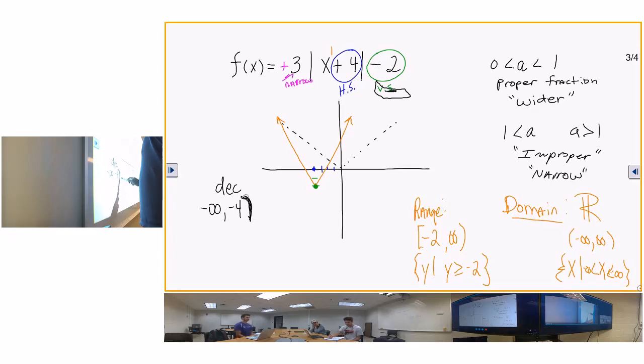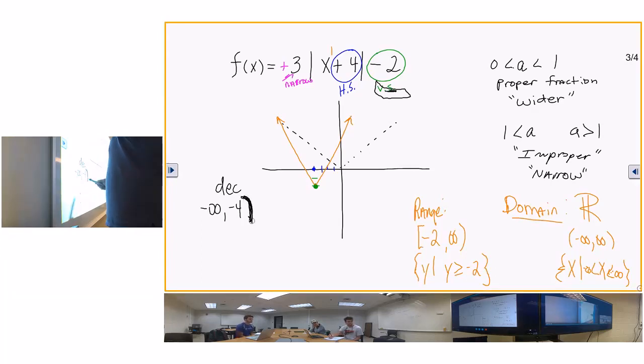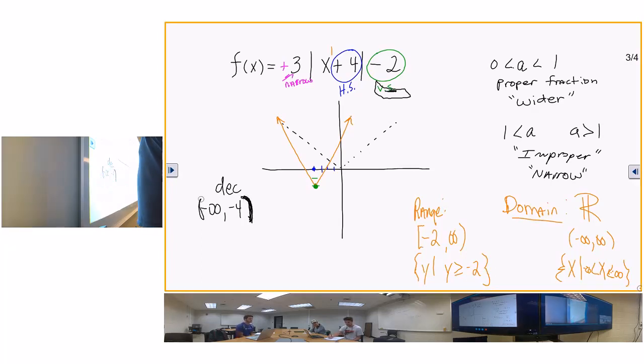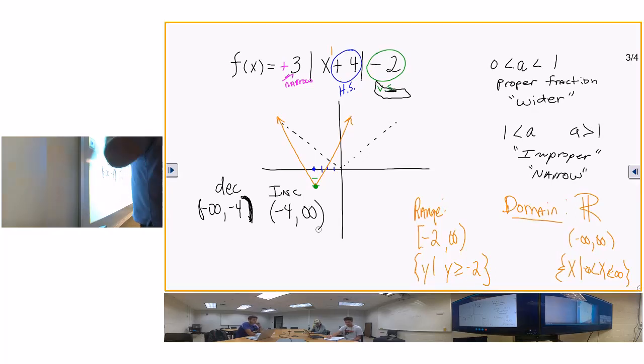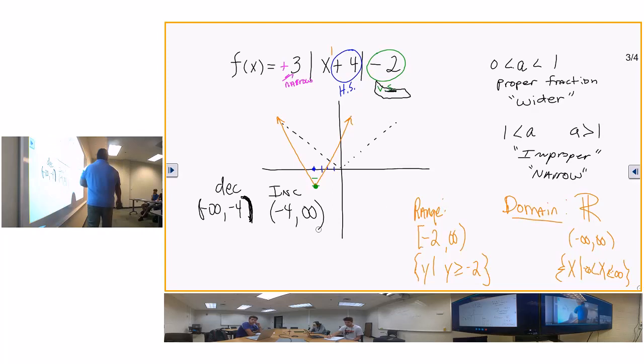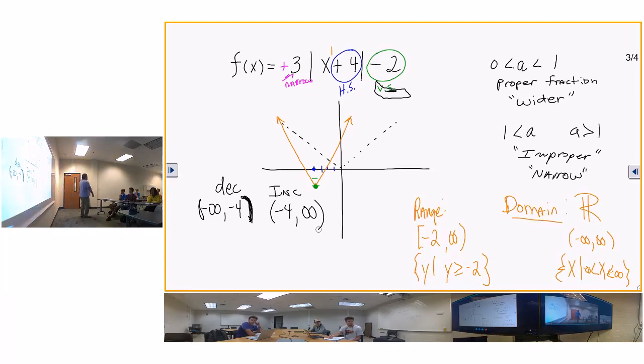Now we're going to get into a little bit of theory here. I'm increasing from -4 to infinity. And a lot of people say at this point, well, Hubert, why did you put a parenthesis on -4? Because that's a closed circle. Michael Jordan, all right?